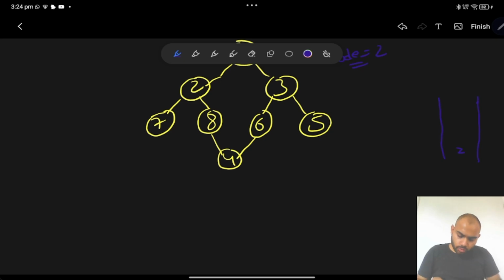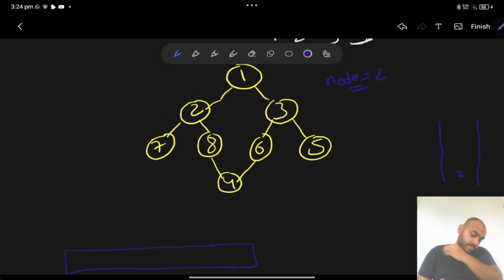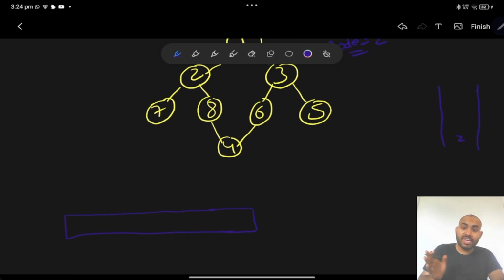We will also maintain one array named visited. Now we have a one-based index graph, so zeroth indexing won't matter to us. And we have nodes up to 8, so we need a 9-size array so that the 8th index can be used. Initially all are unvisited, so we mark them 0.